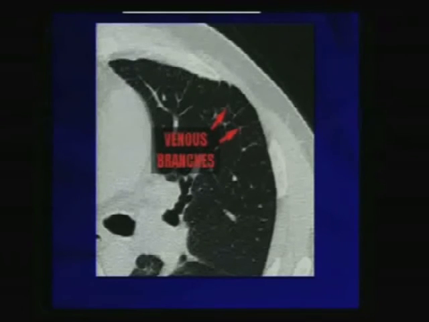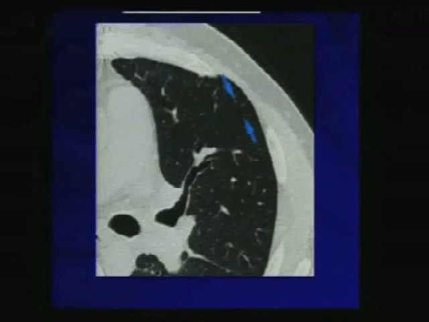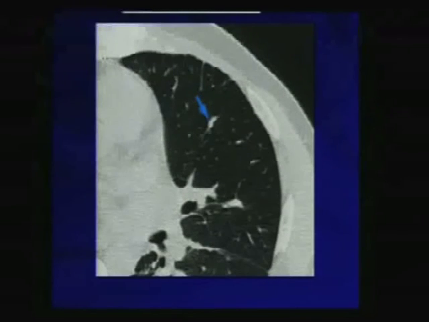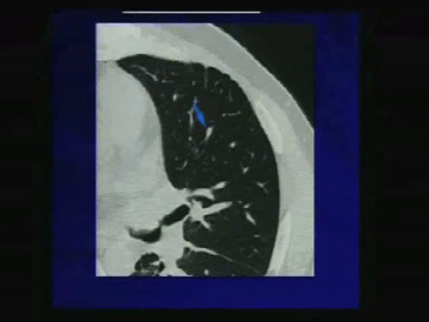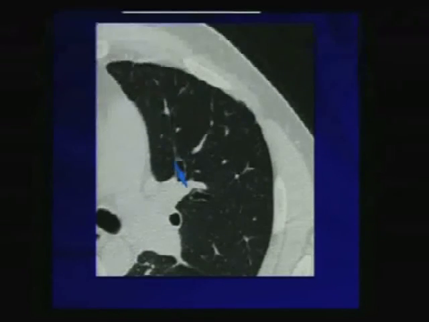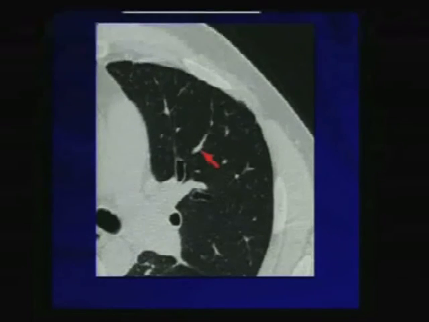And then if you want to follow them, you can go all the way. The same thing with the arterioles. You can follow them all the way to the level of the hila, going into the pulmonary artery branches. And then the same thing with the pulmonary veins. You can follow them if you want, if this is important to you, and try to recognize them separate from the pulmonary arteries.